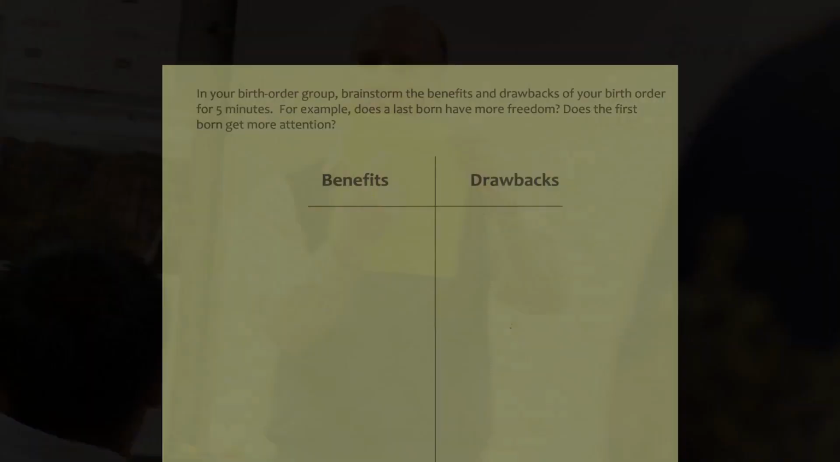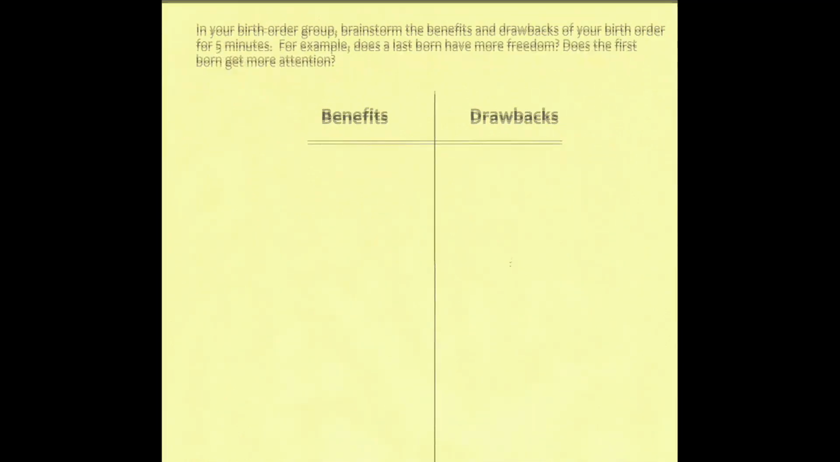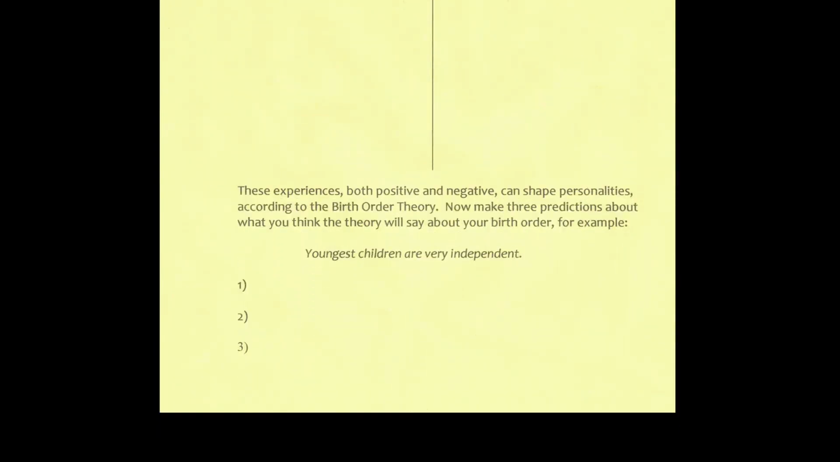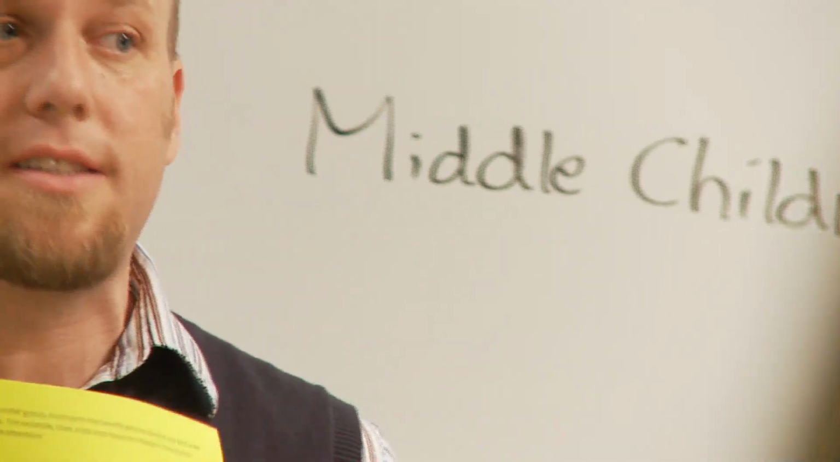So under benefits, write down everything that's good for your group. That's a good thing about being first or middle or only or youngest. Write down everything that's not good. So everybody have to write, or we pass that? No, I think it'd be better if one person writes. So everybody choose one secretary.